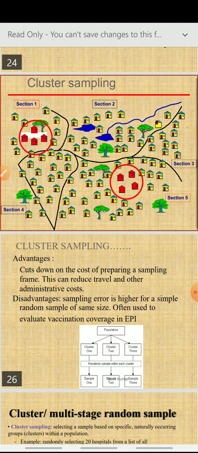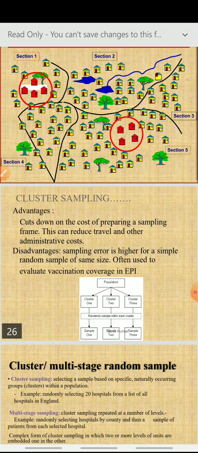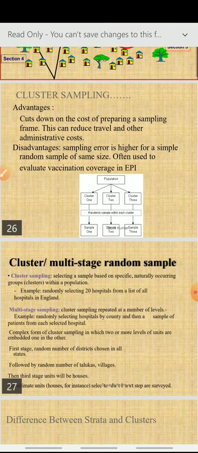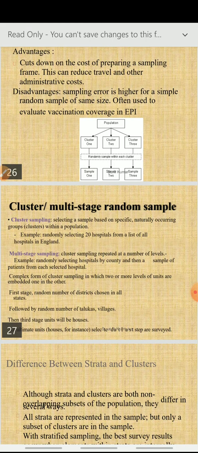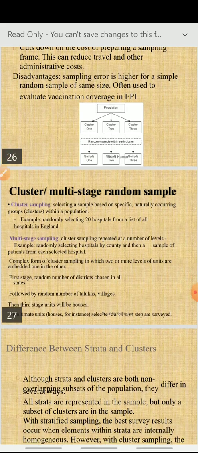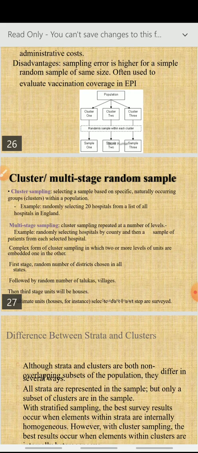Advantages: it cuts down on the cost of preparing a sampling frame. This can also reduce travel and other administrative costs. Disadvantage: the sampling error is higher than for a simple random sample of the same size. Cluster sampling is actually done at various stages also. Like I already told you, that is the two stage. For example, randomly selecting 20 hospitals from the list of all hospitals in England. That is an example of cluster sampling.